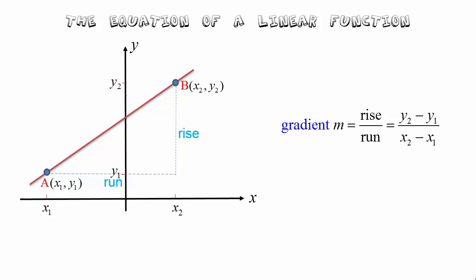The gradient is given by the ratio rise over run, and using our coordinate values, the rise is y2 minus y1 and the run is x2 minus x1. So we can determine the value of the gradient m by using the relationship m equals y2 minus y1 over x2 minus x1, which is what is shown on the right.